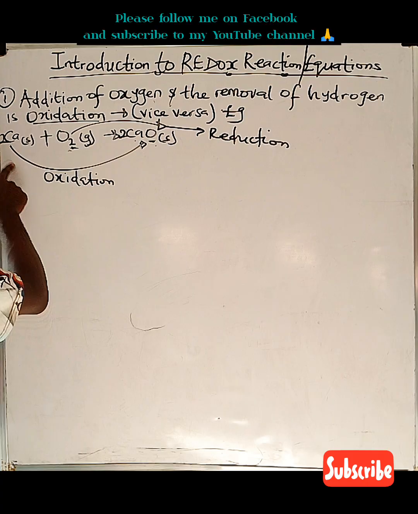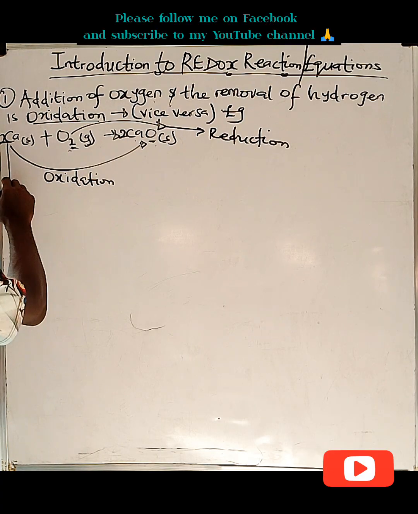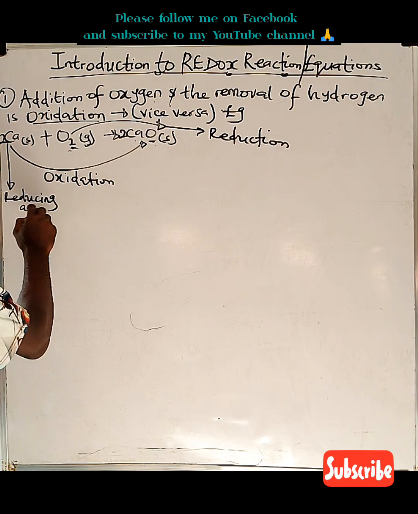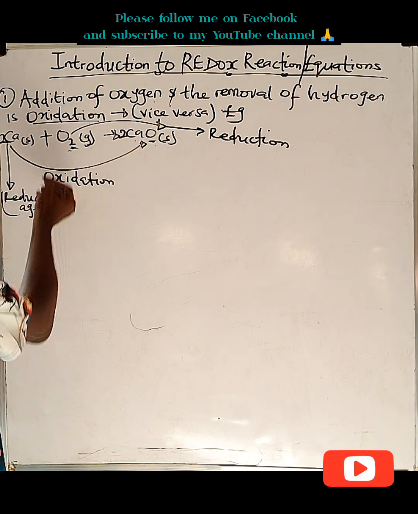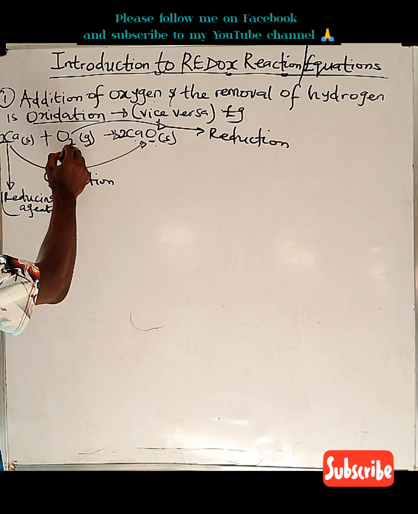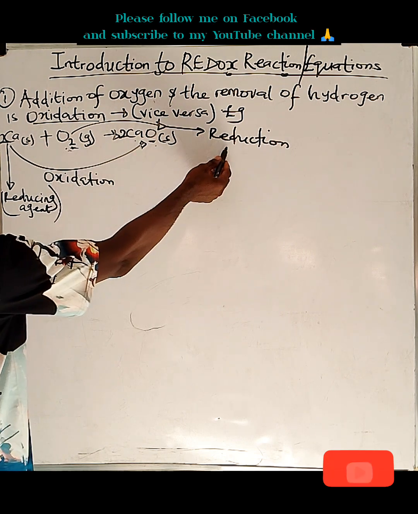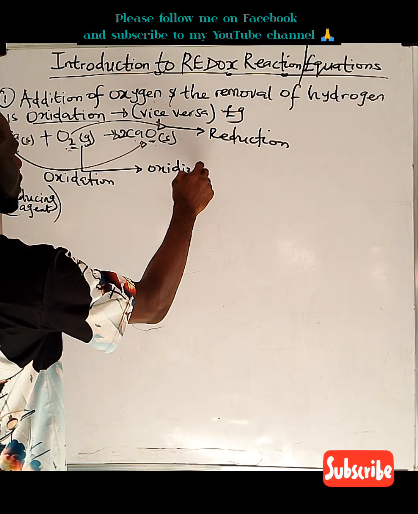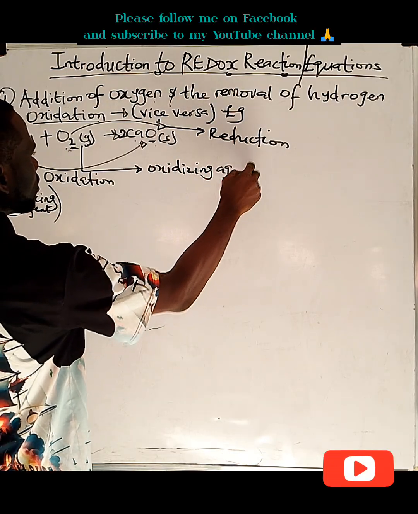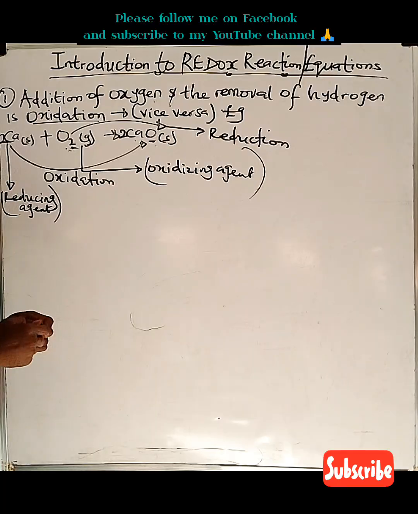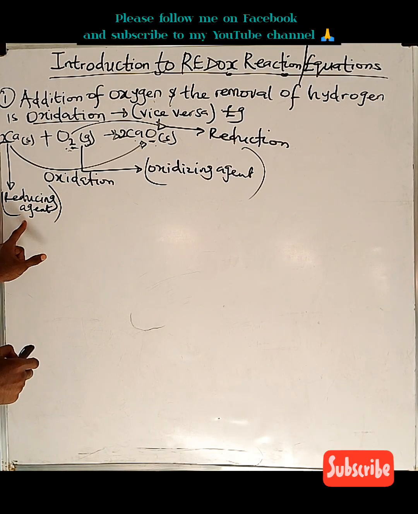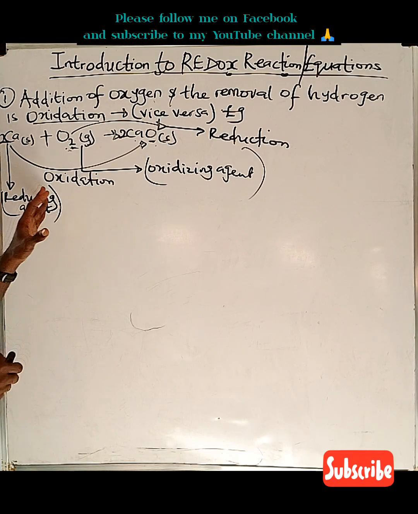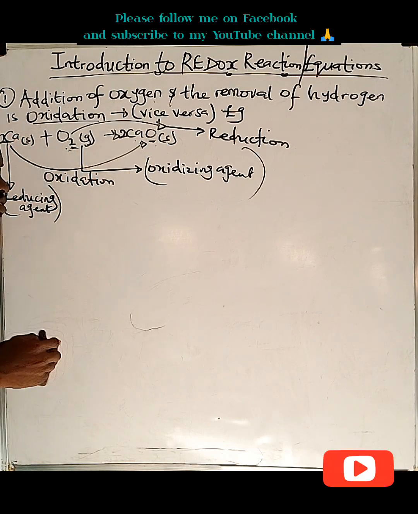So don't forget, whatever undergoes oxidation is what we call a reducing agent. So this is a reducing agent because it underwent oxidation. While oxygen here that underwent reduction is an oxidizing agent. This is an oxidizing agent. So whatever goes through oxidation is a reducing agent, and whatever goes through reduction is an oxidizing agent. So there's the first situation that brings about a redox reaction. So let's look at the next.